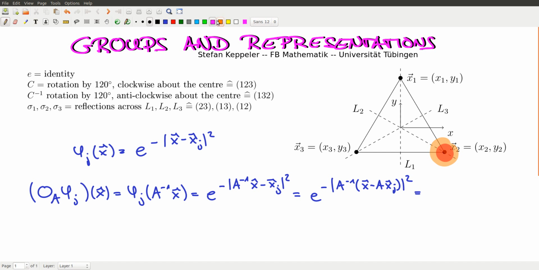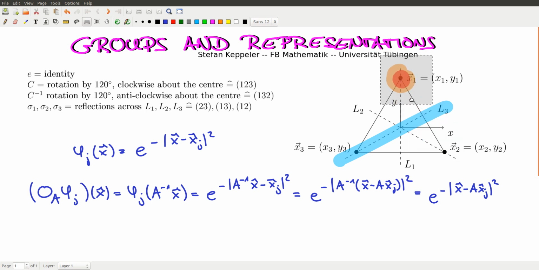And now, since all these operations are orthogonal, just rotations and reflections, the A inverse here wouldn't change the length of this vector, so we can just omit it and get e to the minus x minus A xj mod squared. So what we do is, when we reflect, say, across this axis here, then we move the Gaussian up here.